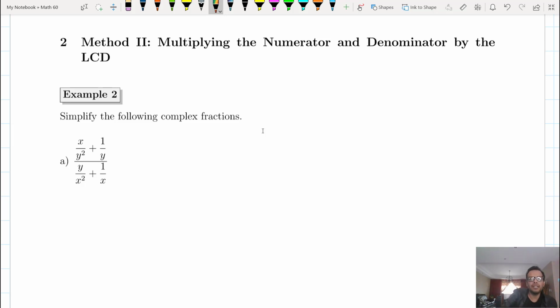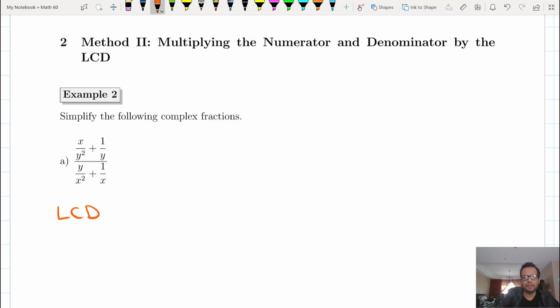We are going to find the LCD, but in this case, I would like to give it a different name. I would like to call this the global LCD. What do we mean by the global LCD? The LCD in this case will come from all the denominators inside the huge looking complex fraction.